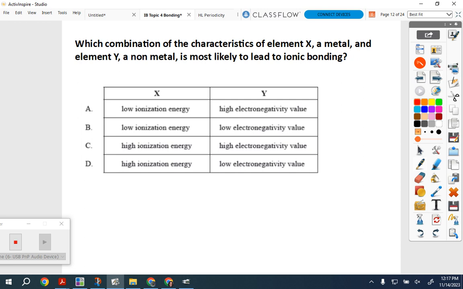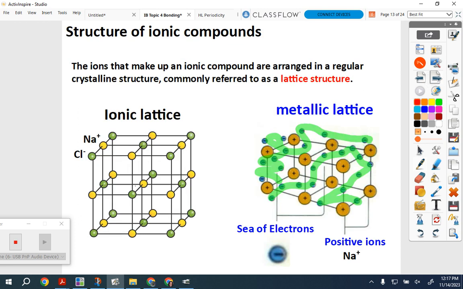Okay, so we went over this already. I've been talking about this ionic lattice and also metallic lattice structure, and I just want to point out the difference between them. We'll talk a little bit more about metallic bonding later, and we've already talked a little bit about metallic bonding in the periodicity topic, but we'll refresh it at the end of this topic.